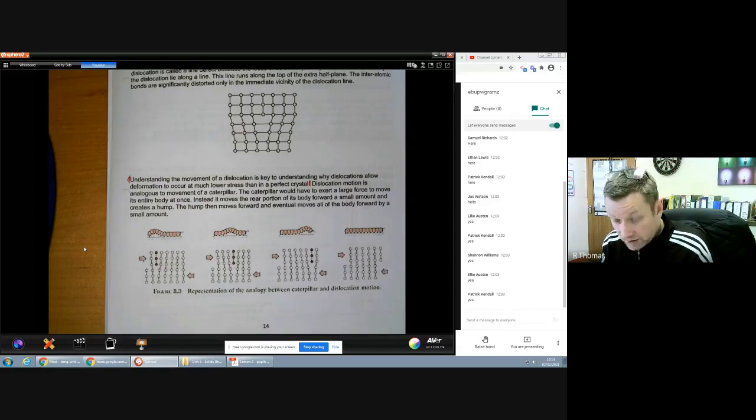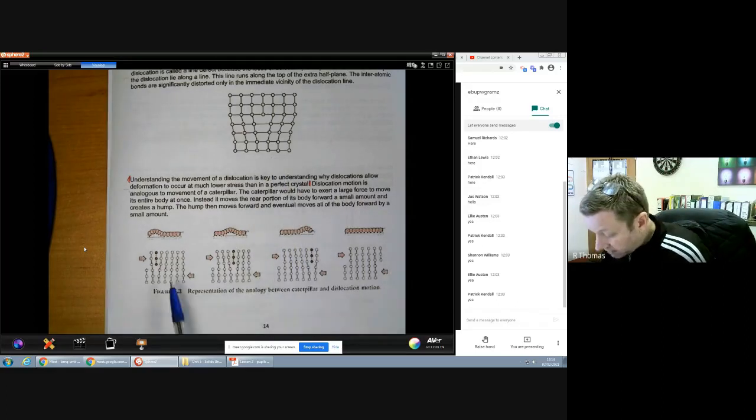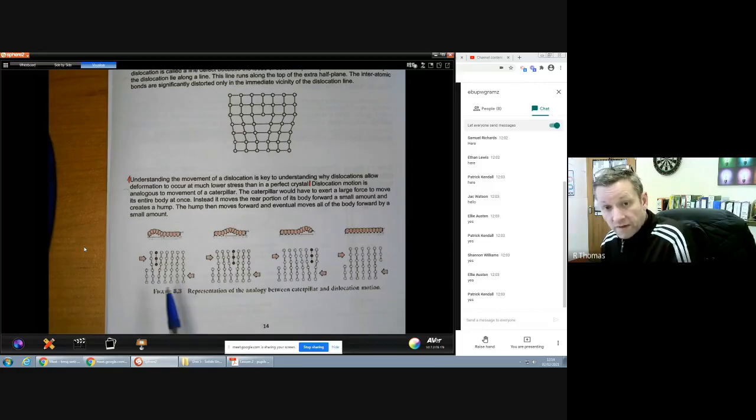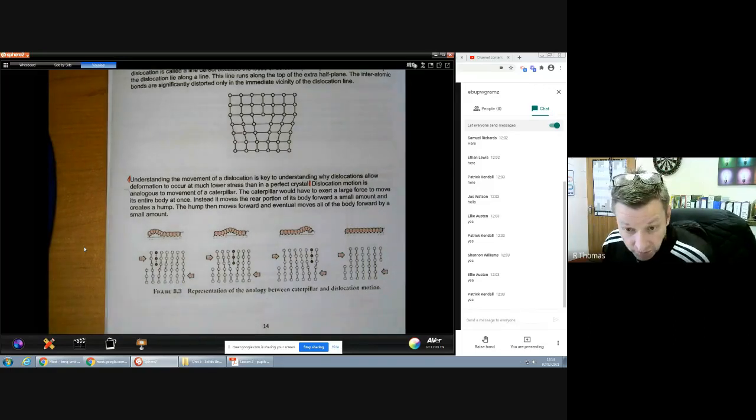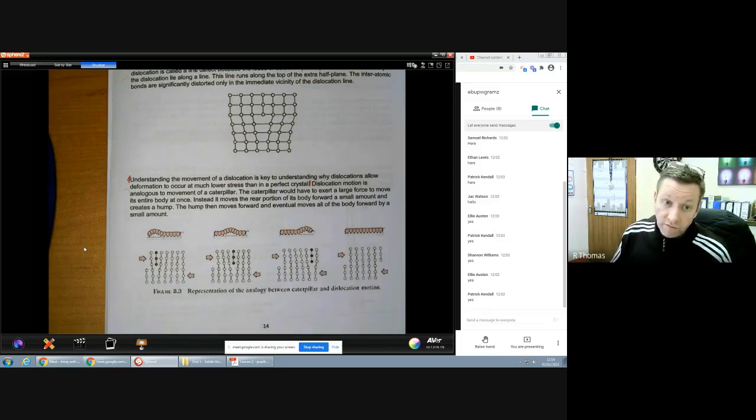But on an exam, you will need to replicate a diagram like this or diagrams like these, showing how these impurities will move over and end up altering the shape of the material, which of course we refer to as a deformation.